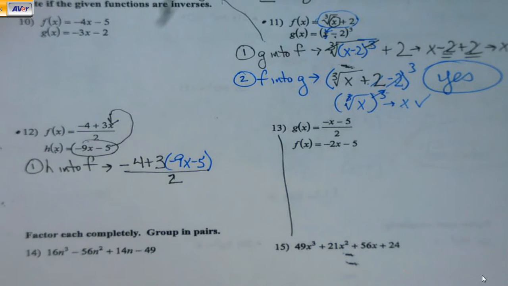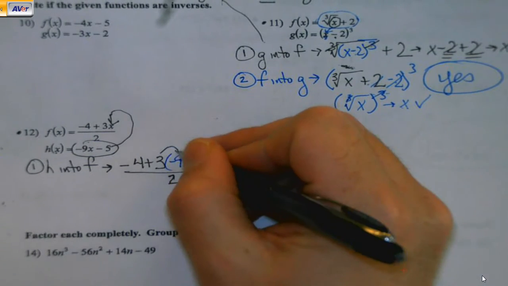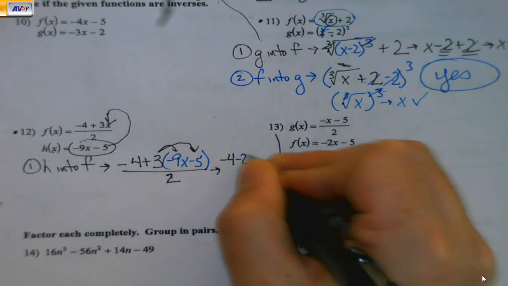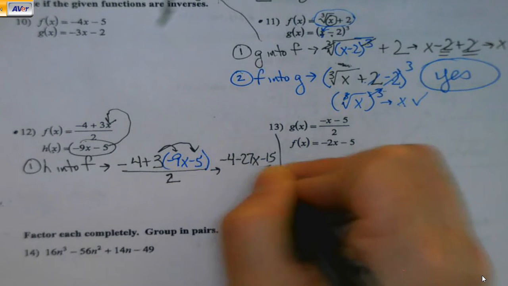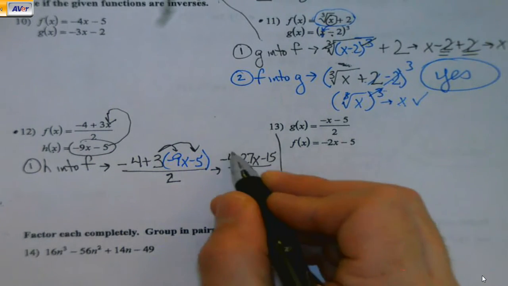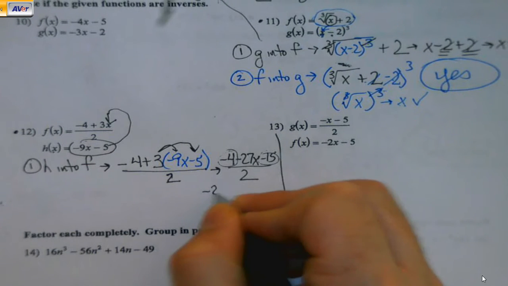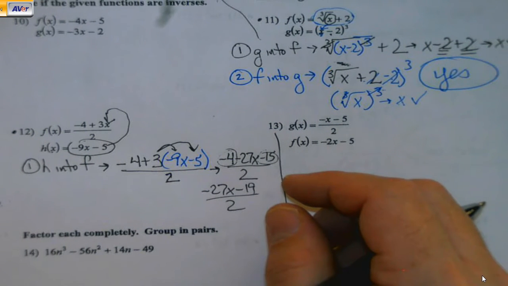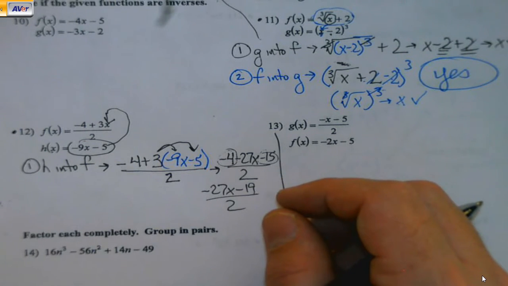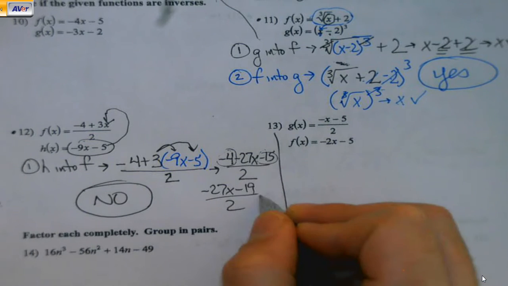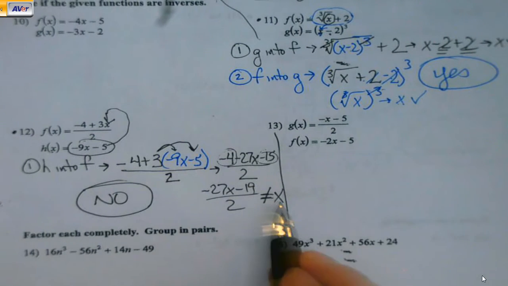So now I got to work on simplifying this. So I'm going to distribute my 3. And I'm going to work on simplifying. So let's see. Negative 4 minus 15. Negative 27x minus 19 over 2. That's as far as I can simplify this. And that certainly does not equal x. That equals a lot more than x. So I don't have to even do the other one, because that does not equal just plain old x.